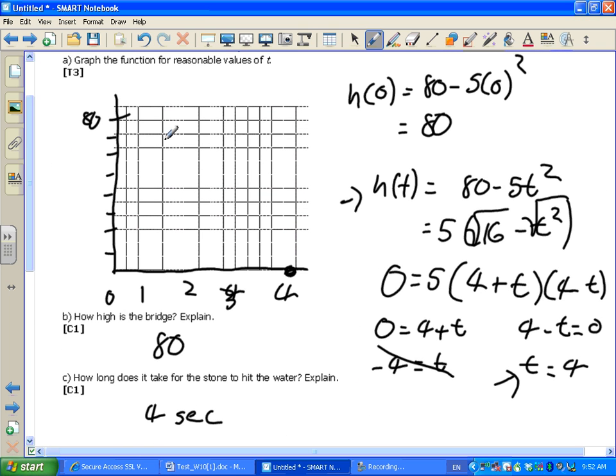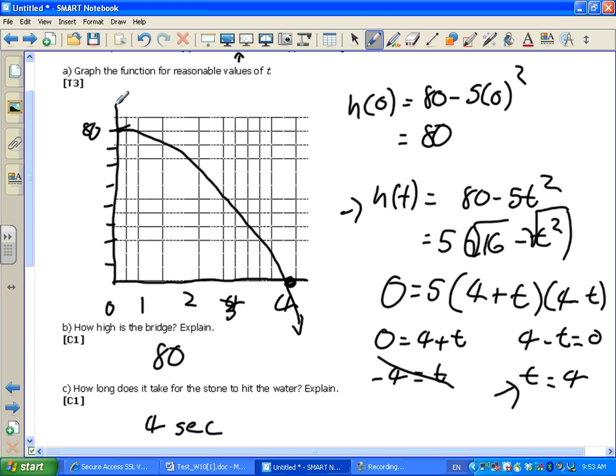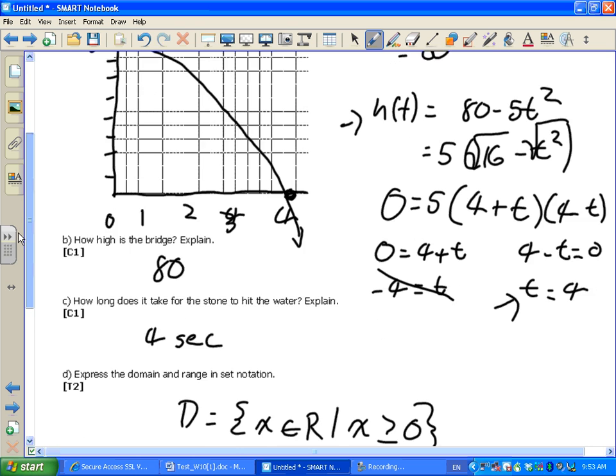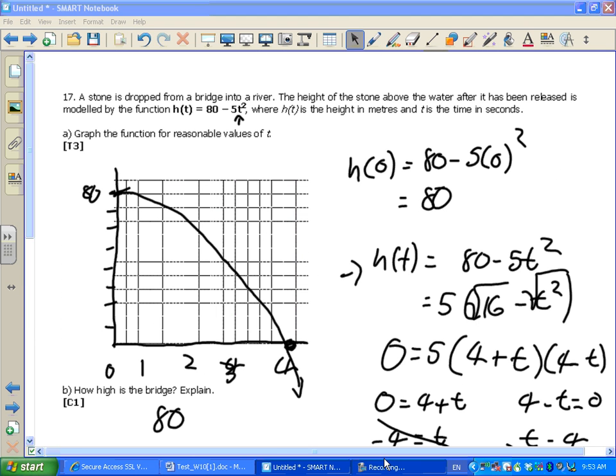Is there any limitations on y? What is it? 80, that's right. Such that y is less than or equal to 80. If we look at our graph, it starts at 80, hits the water after 4 seconds, heading downwards. This is a rough estimate of our graph. So we were able to solve that question by factoring, knowledge we didn't have at that time.